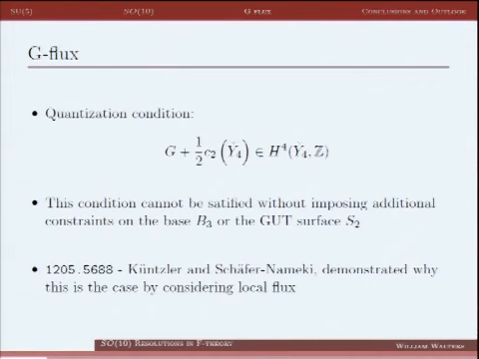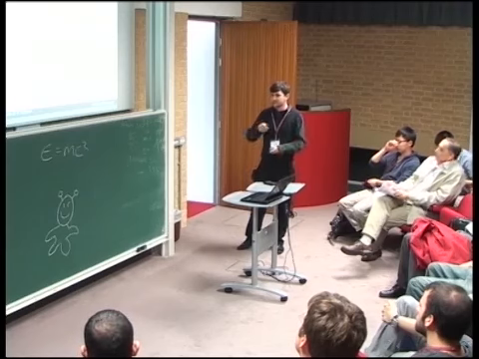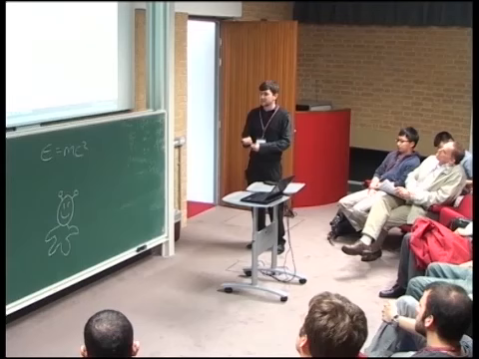And that's fine, but then when you try and impose your quantization condition, you find that you can't. And we thought for a long time we must have made a mistake somewhere, because we kept trying, and we thought this quantization condition obviously has to hold, and we're only able to satisfy it if we put additional constraints on either the base or the GUT surface S2. And we actually went back and started again twice in the process of doing this, because we were so certain it must be us that's made a mistake.